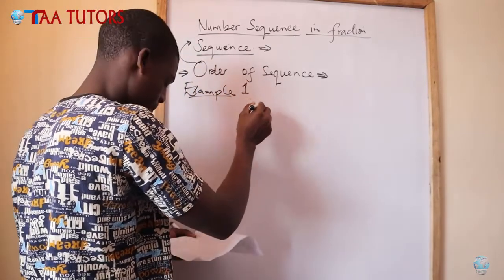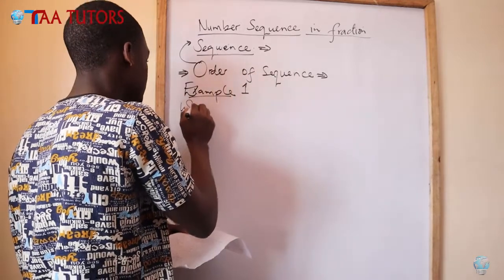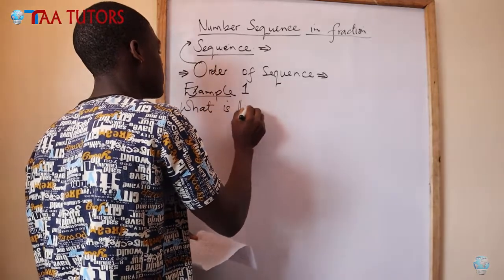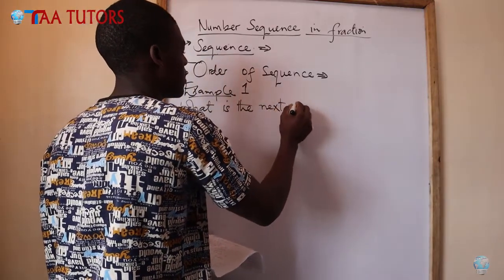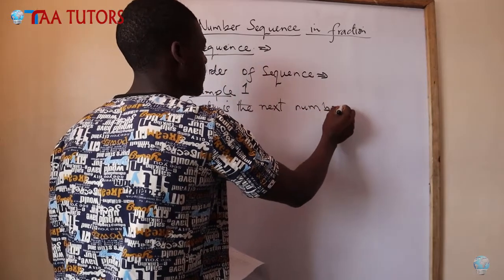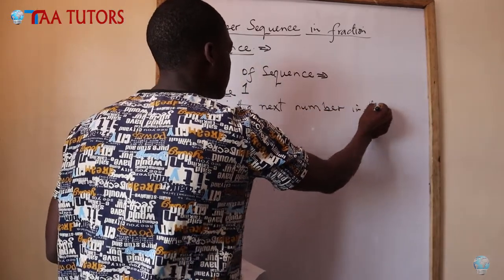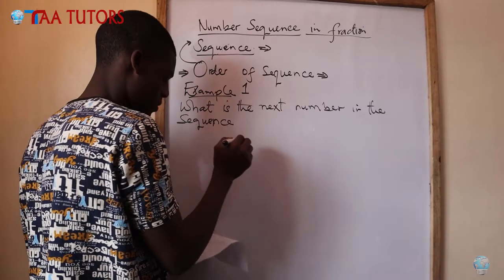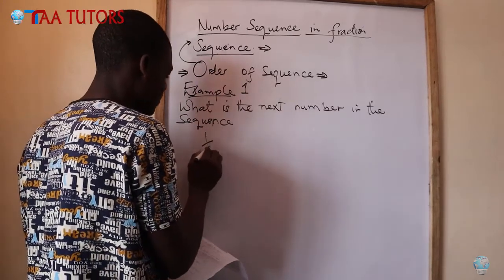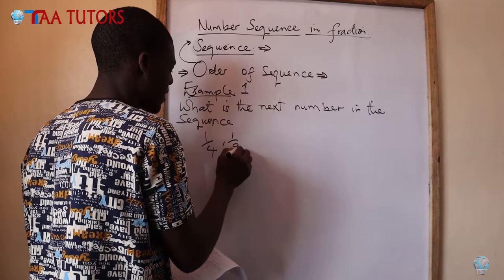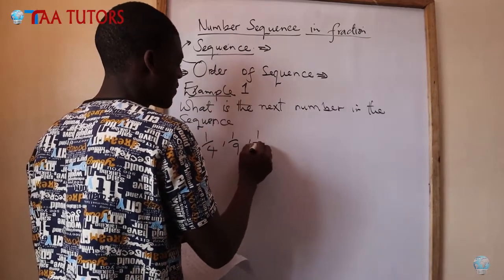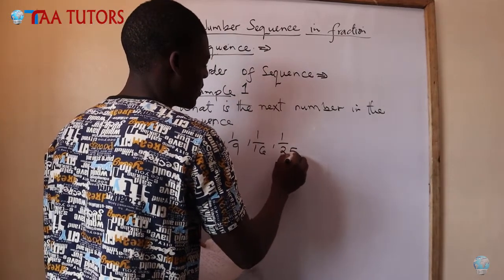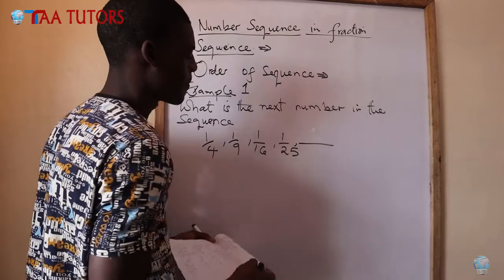Example 1. What is the next number in the sequence? The sequence is given below as follows. We have a quarter, we have 1 over 9, then we move to 1 over 16, then 1 over 25, and then there is a blank space for the next number.